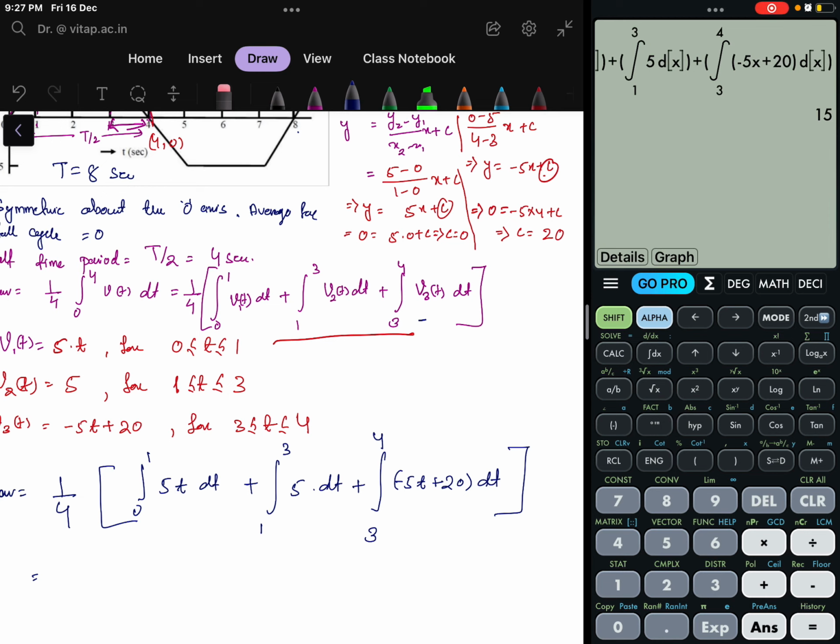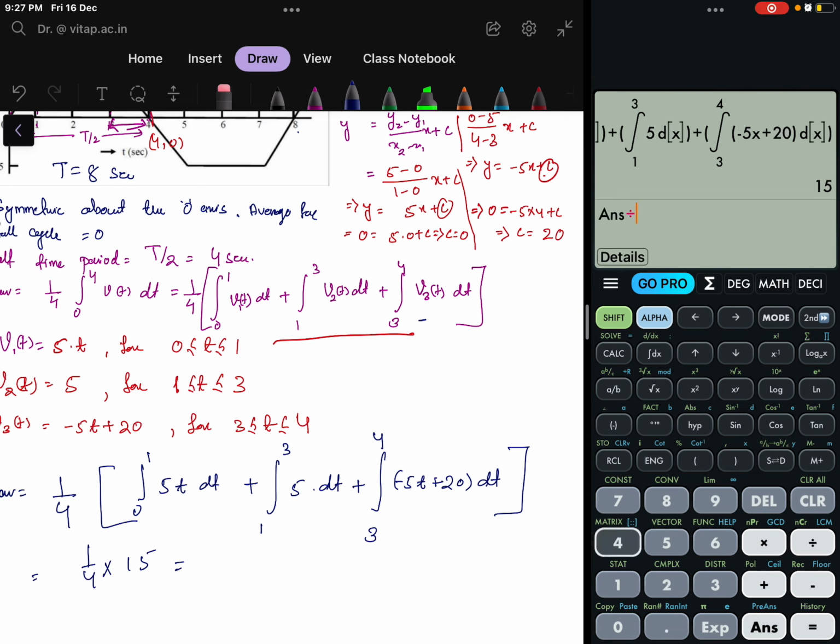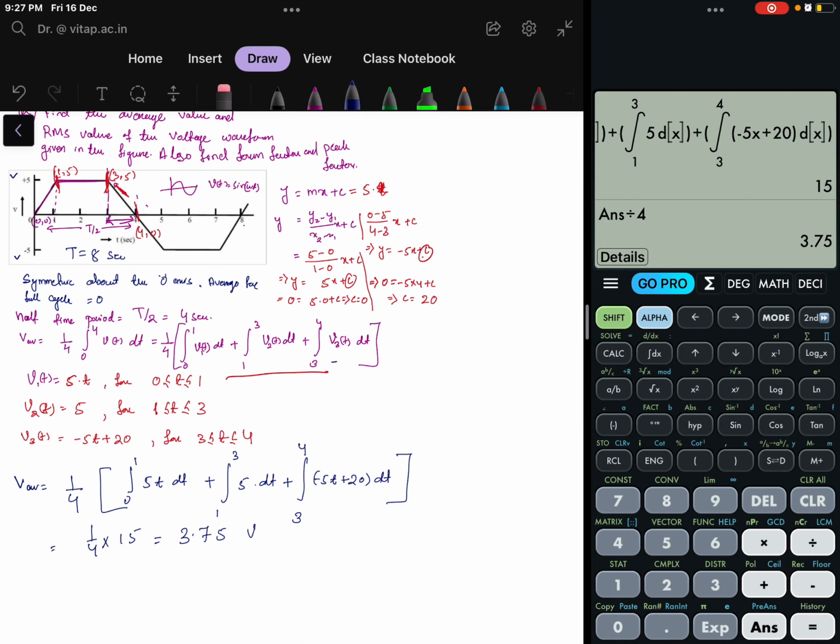Okay. So, this value is coming as 15. So, 1 by 4 into 15, divided by 4, so this value is equal to 3.75 volts. So, this is my average voltage. Okay. Next, what I have to find? I have to find the VRMS also.